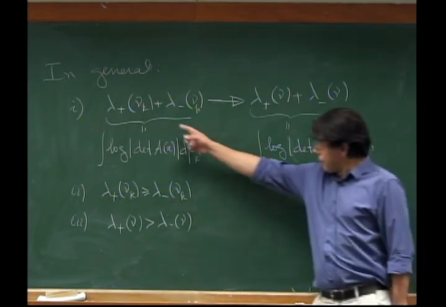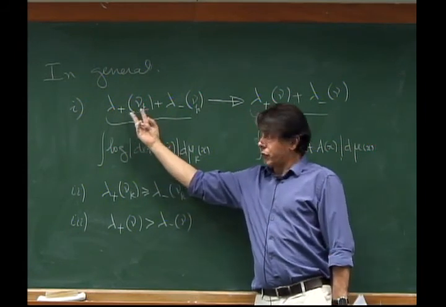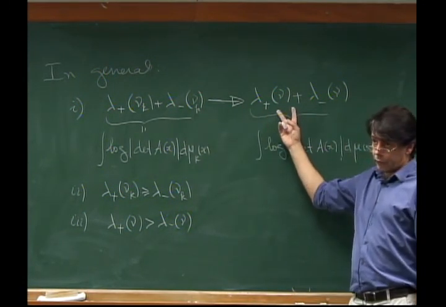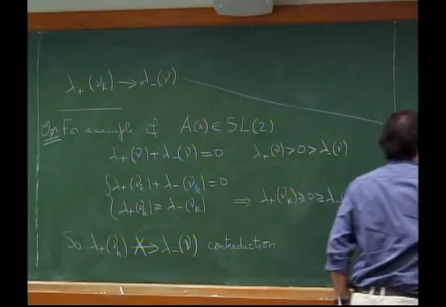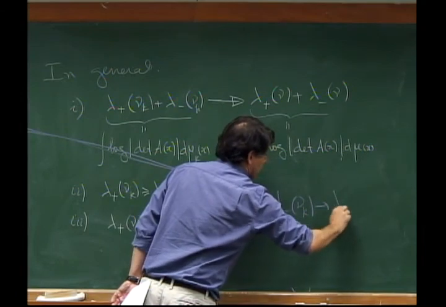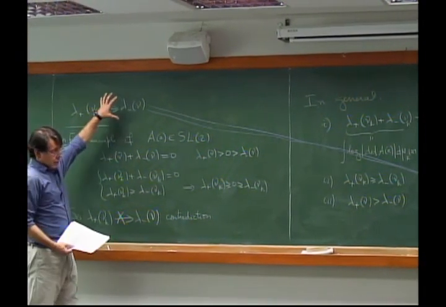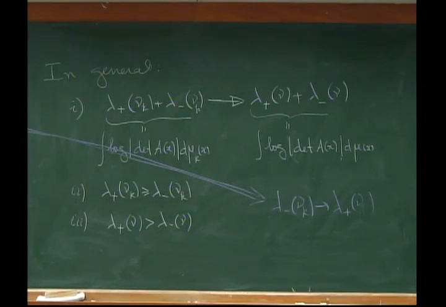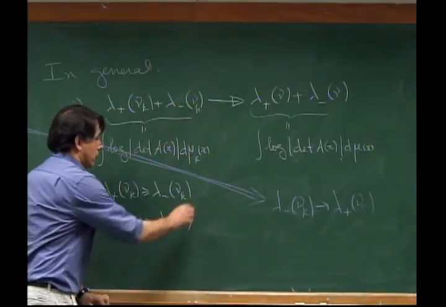So you see, if the sum converges to the sum, and this lambda plus converges to lambda minus, then to compensate, lambda minus has to converge to lambda plus. Okay? So if this happens, then to compensate, lambda minus of nu k has to converge to lambda plus of nu k. In other words, if the big guys converge to the smaller limit, then the small ones would have to converge to the big limit. And that's a contradiction with these two properties.